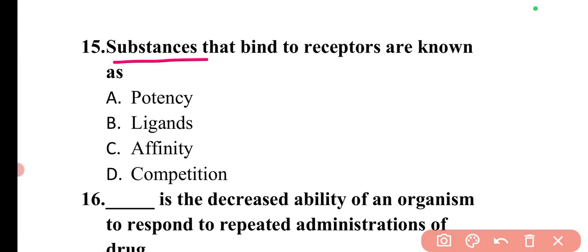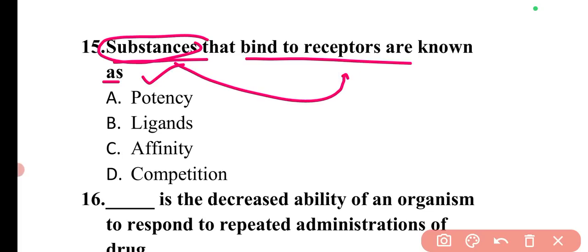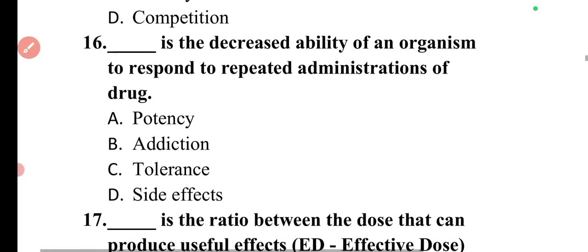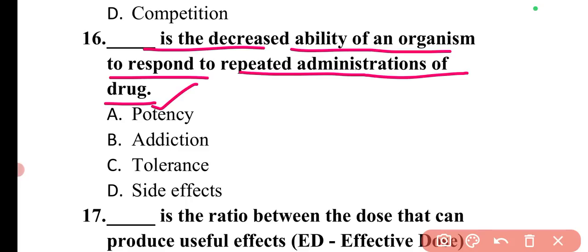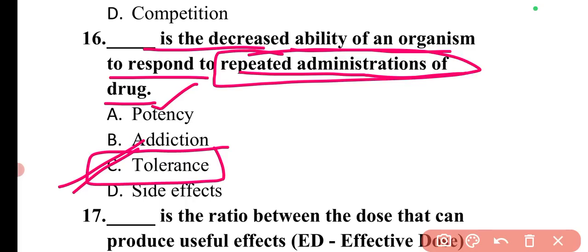Next question is, substances that bind to receptors are known as. Those substances which bind to receptors are known as agonists or ligands. So here option A will be the correct answer. Next question is, dash is the decreased ability of an organism to respond to repeated administration of a drug. For repeated administration, it is known as tolerance. So here option C will be the correct answer.